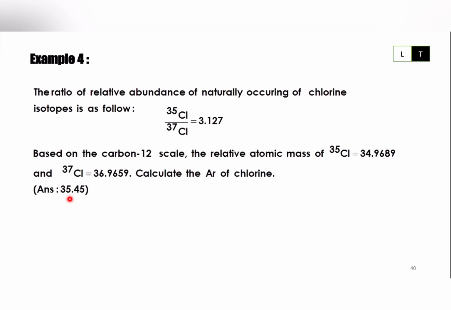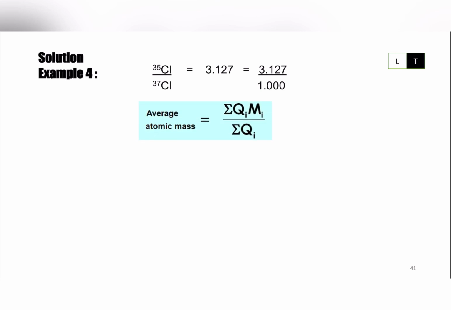I have the final answer here, so I'm going to give the working calculation. First things first, you have the ratio. This is the ratio for the two isotopes of chlorine. As I mentioned before, this is a fraction, so 3.127 is actually over 1. So you can understand the ratio for chlorine-37 is 1.0. Applying the formula Σ(QM)/ΣQ, you are going to multiply each value by the relative atomic mass given in the question before.